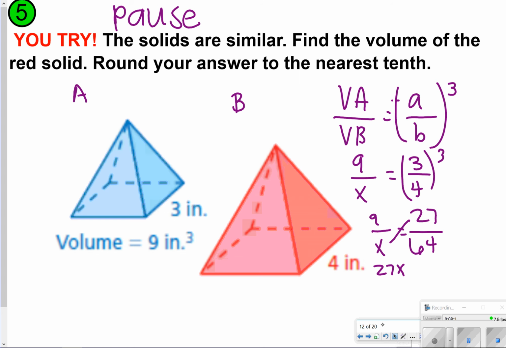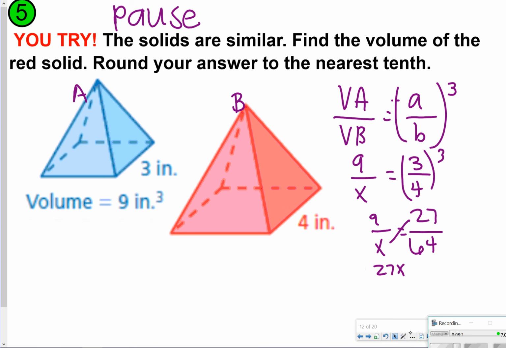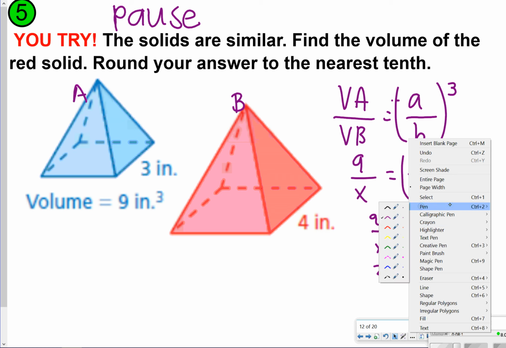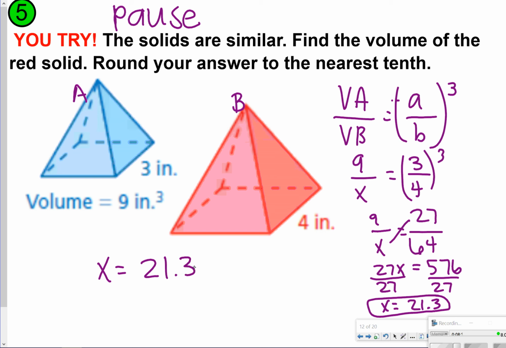Cross multiply, I get 27x. Move this over so it's out of the way. So 27x is equal to 9 times 64 would be 576. And then divide both sides by 27. So that x is equal to about 21.3. That would be rounded to the nearest tenth. Okay, so x is equal to 21.3 for the volume of the letter B.